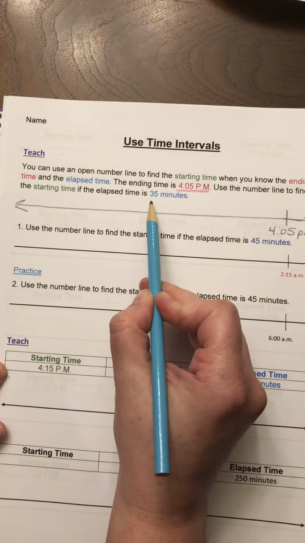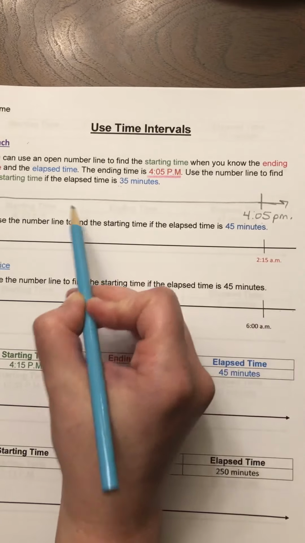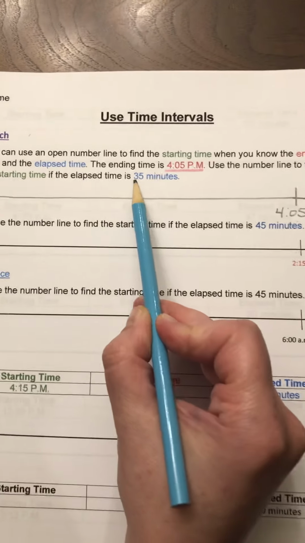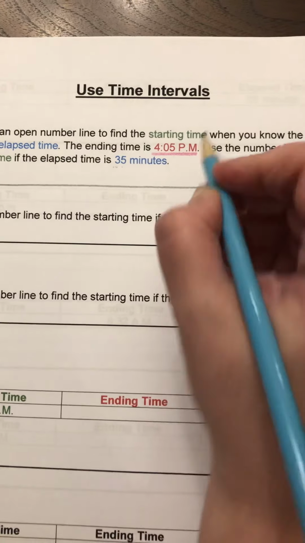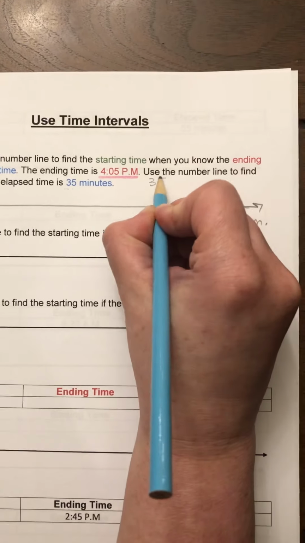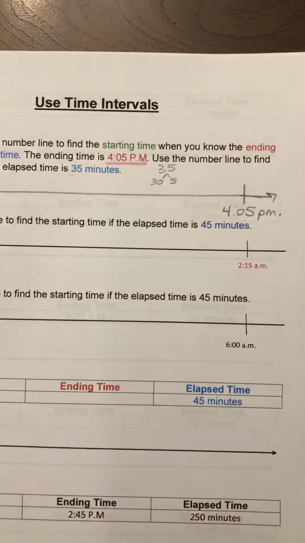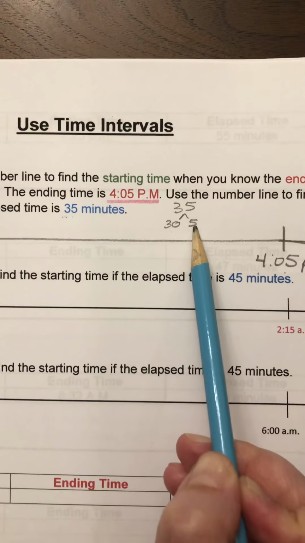I'm going to start with what's easiest. If I'm at 4:05 and I'm going backwards in time by 35 minutes, I'm going to break this 35 minutes up into 30 minutes and then 5 minutes. It's going to make that easier. This might look familiar to a lot of you, that number mountain we've talked about. So we're breaking that 35 minutes up into a 30 and a 5.